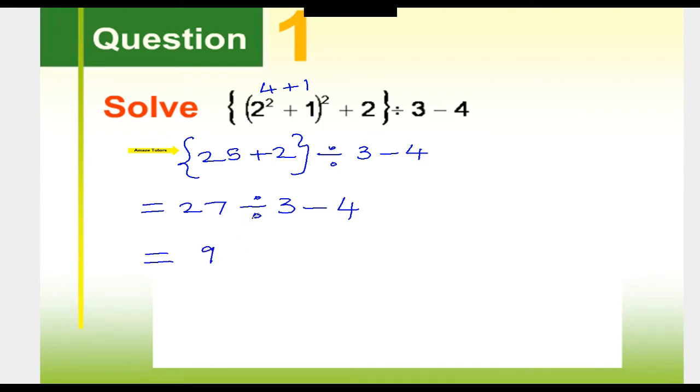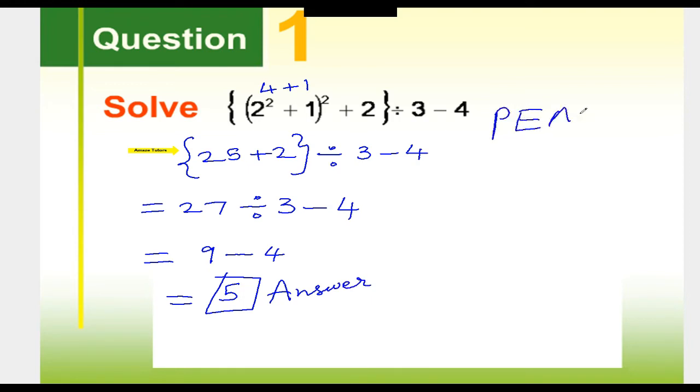9. 27 divided by 3 is 9. 9 minus 4. Finally subtraction, 5. So this is the final answer for the given question using PEMDAS. I hope you understand this question.